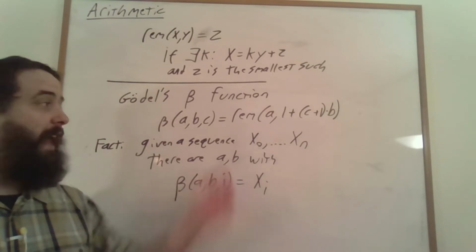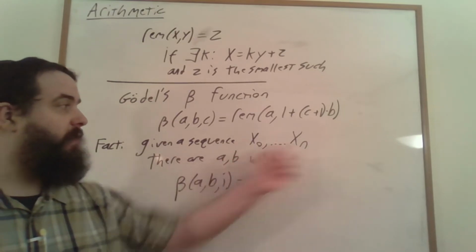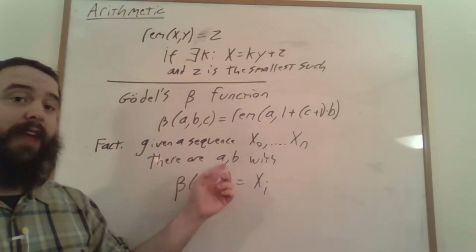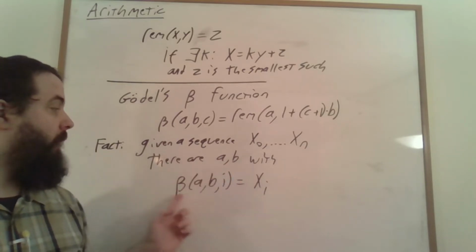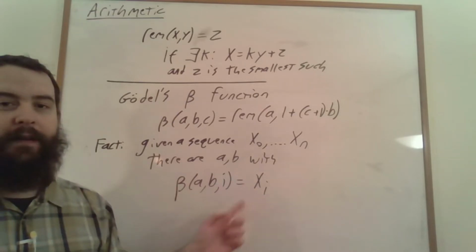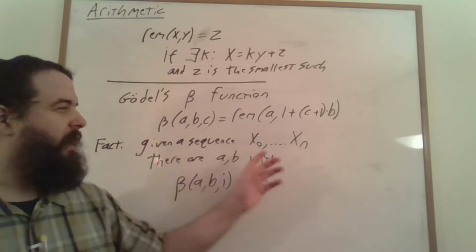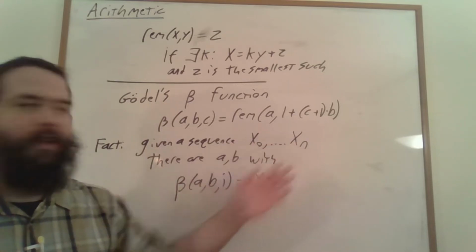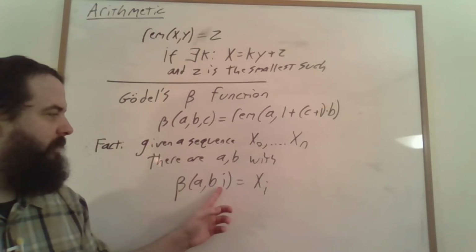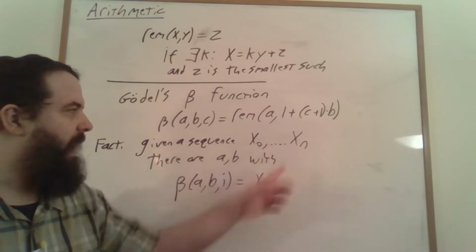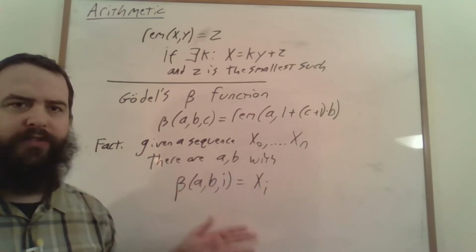So given any sequence of natural numbers x0 through xn, we can find two natural numbers a and b that together encode the sequence, where beta of a, b, i is equal to xi. And maybe we want to have an extra variable n to indicate the length of this thing, because of course we can plug in values into this third component here that are larger than n, and then we're just going to get garbage data back.